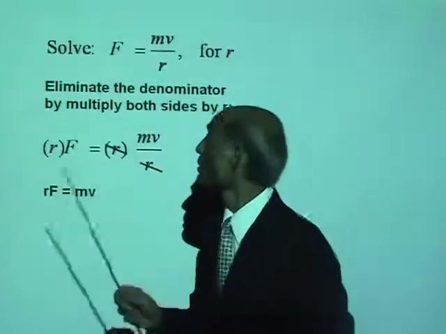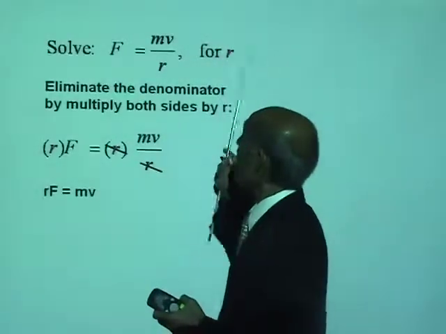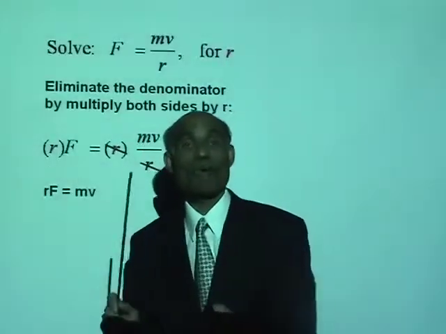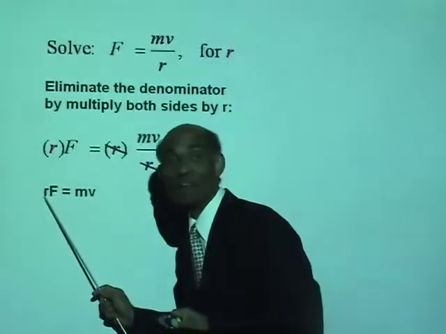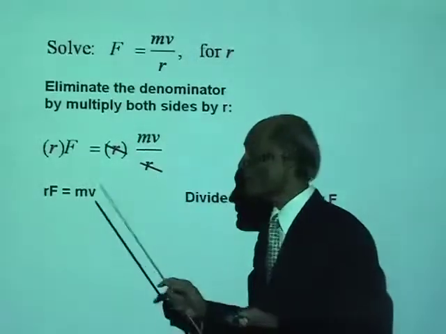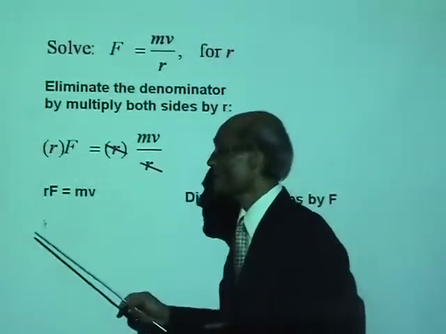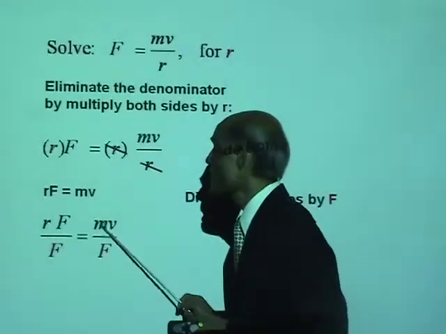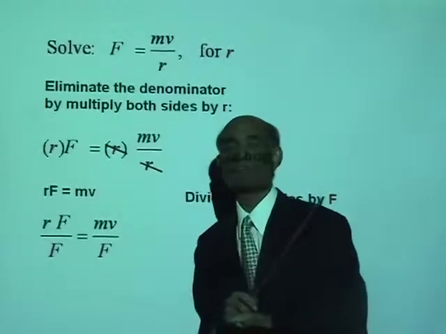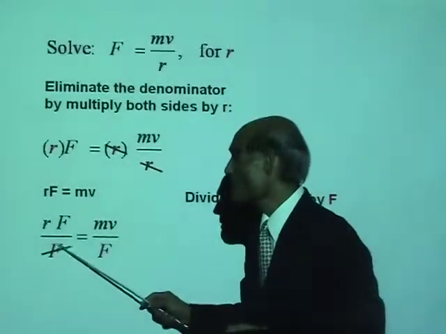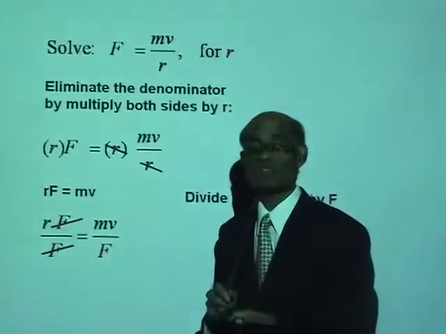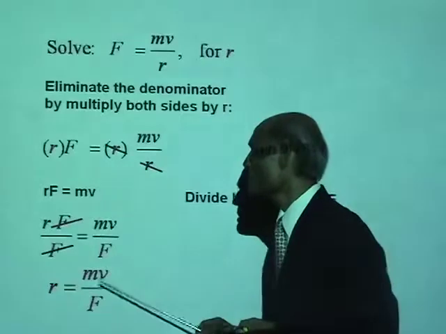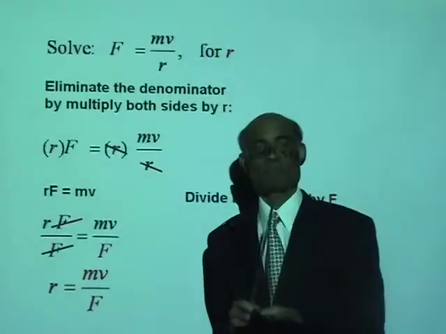Okay. Now we need to solve for r. That means we need to make the coefficient of r a 1. Divide both sides by f. Alright, that will be rf divided by f equal to mv divided by f. On the left, f and f will cancel. We find r equal to mv divided by f.